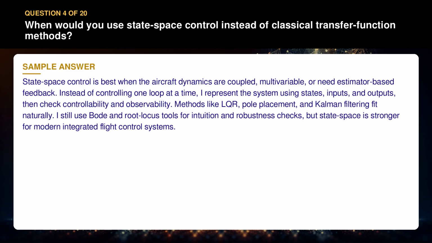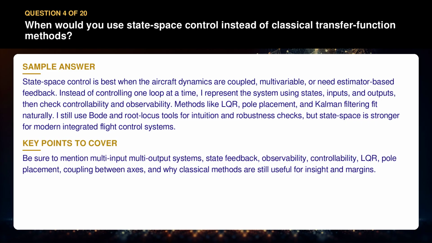I still use Bode and root locus tools for intuition and robustness checks, but state space is stronger for modern integrated flight control systems. Be sure to mention multi-input, multi-output systems, state feedback, observability, controllability, LQR, pole placement, coupling between axes, and why classical methods are still useful for insight and margins.